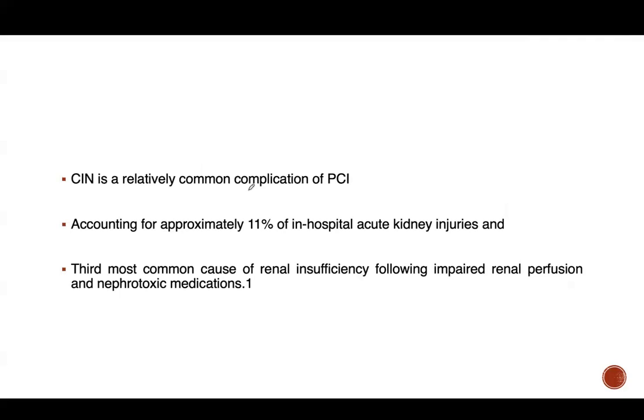Contrast-induced nephropathy is a relatively common complication of PCI. It accounts for approximately 11% of in-hospital acute kidney injuries. This is the third most common cause of renal insufficiency, following impaired renal perfusion and nephrotoxic medication. So after impaired renal perfusion and nephrotoxic medication, this is the most common cause of acute kidney injury.